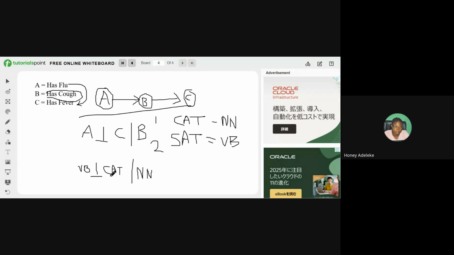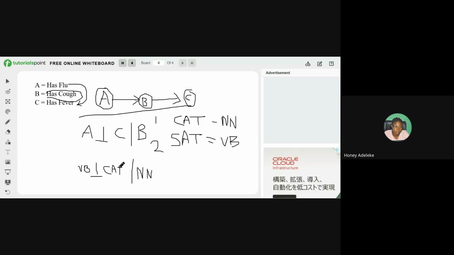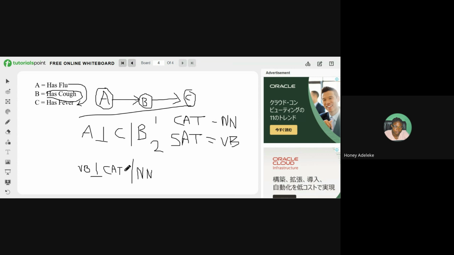Yes. So once we've established that a cat is a noun, we know that verb and cat are conditionally independent. So verb is not really giving extra information about cat, given that we already know that cat is a noun.